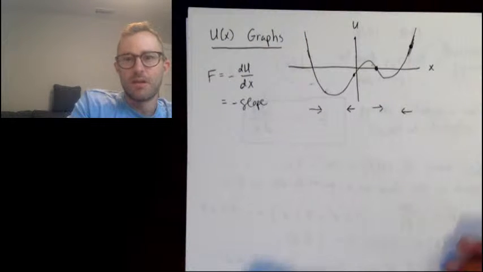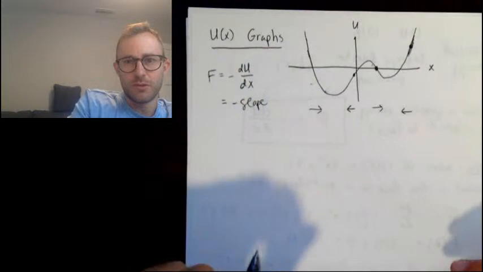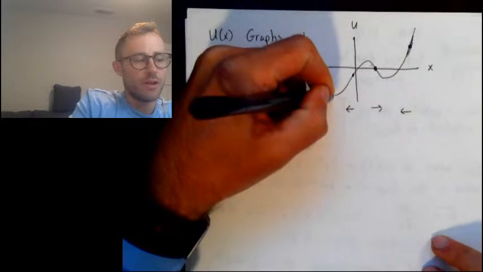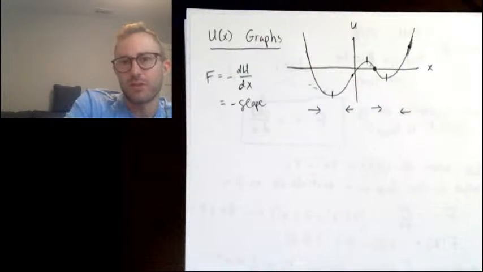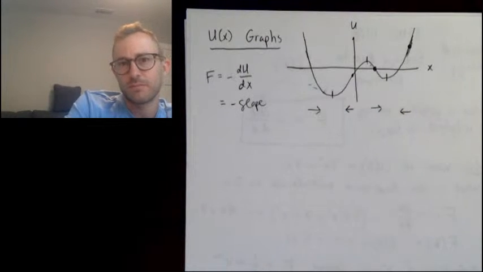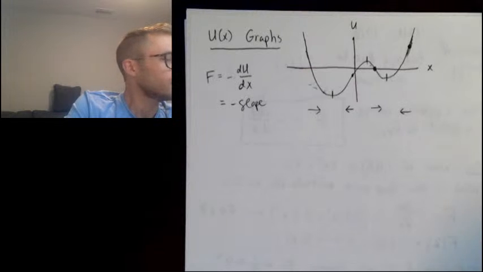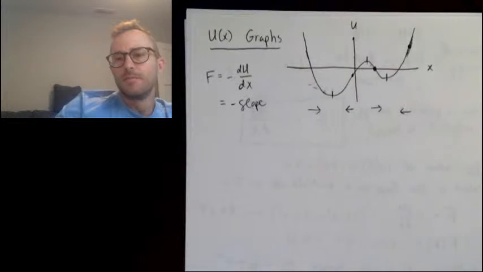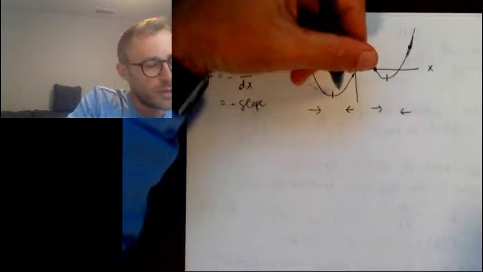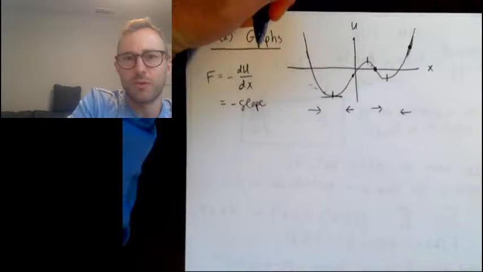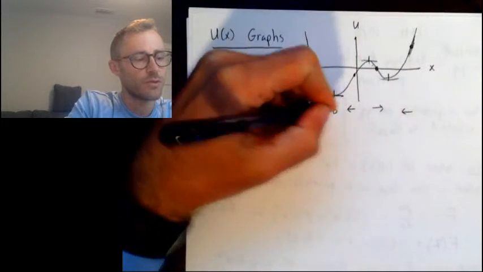Okay? Now, I'm going to wait a moment for someone to type it into the chat. What about right here, and right here? What is the value of the force at those 3 locations? It's 0. Excellent. So the reason that it's 0 is because the slope is 0 at those points. It's flat at those points, okay? So these are 0 force locations.